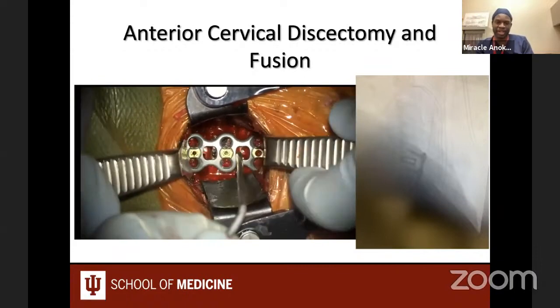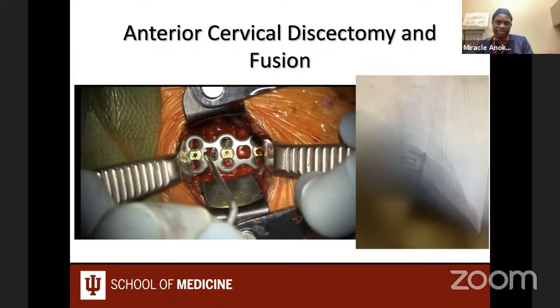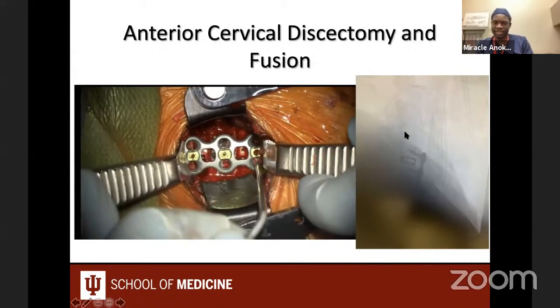So you place this plate across to help secure everything together, and you put screws in there, and you get a picture at the end of the case that looks like this. You see the spine, you see your grafts, you see your screws, and you see your plate coming across there.